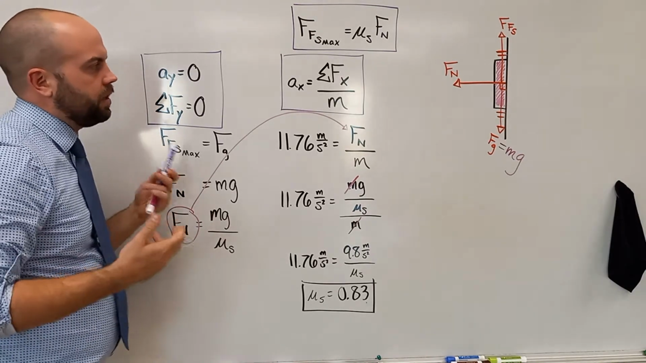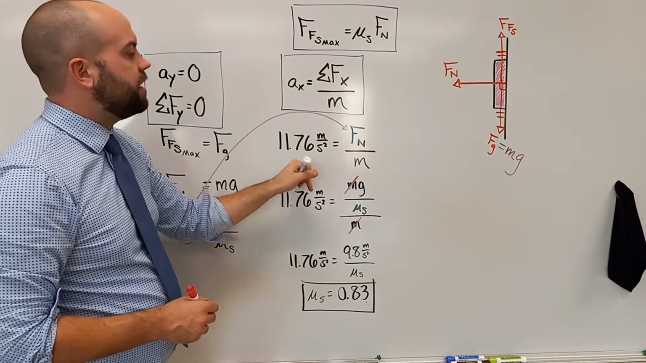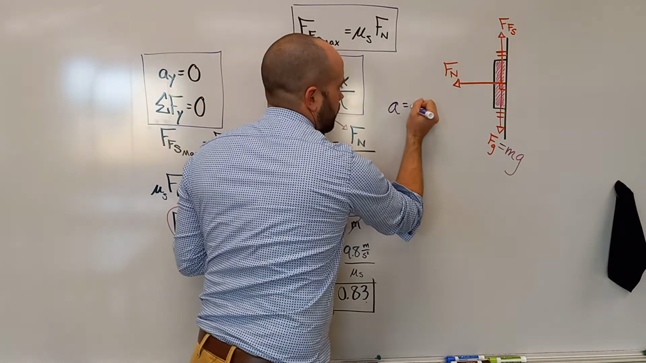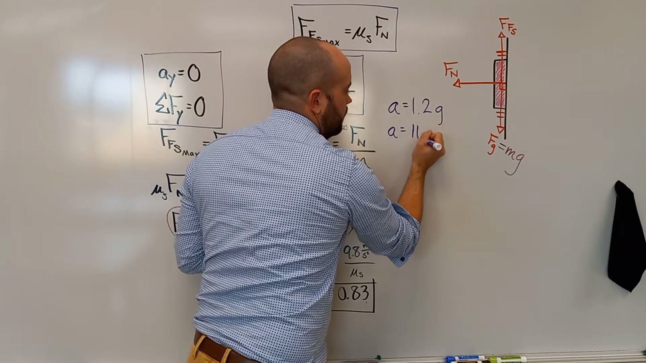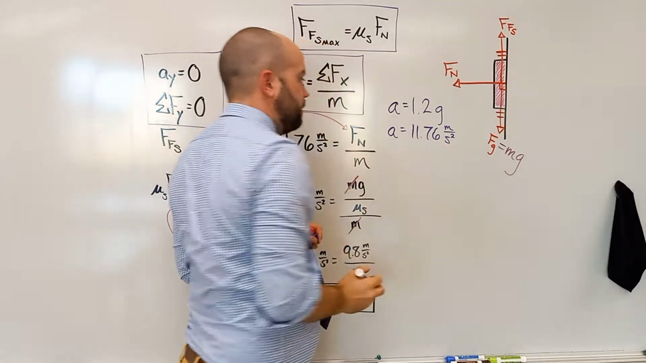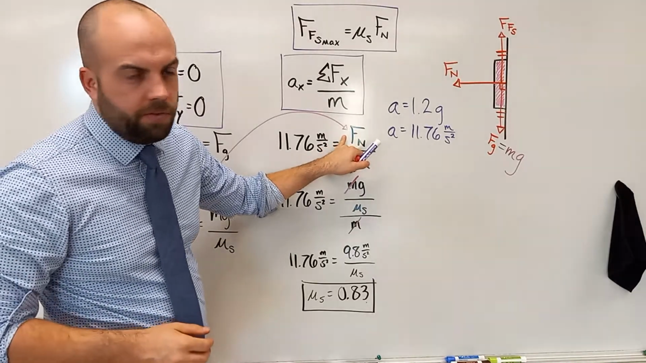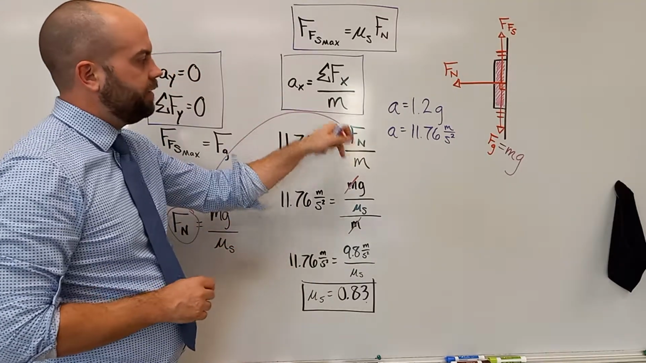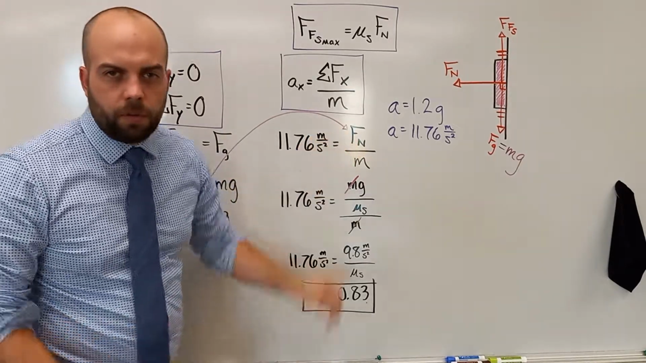With those ideas, I first started off and said, all right, well, horizontally we are accelerating with 11.76 meters per second squared. That's just an acceleration of 1.2 g, and if g equals 9.8 meters per second squared, then this is 11.76 meters per second squared. The only horizontal force was the normal force, pushing to the left, divided by the mass of this phone. I then realized, though, I didn't know the normal force.